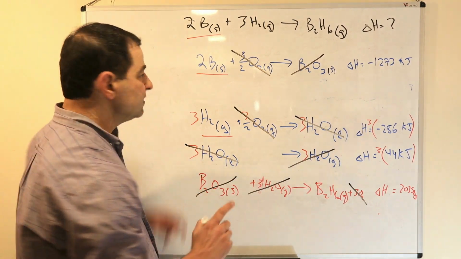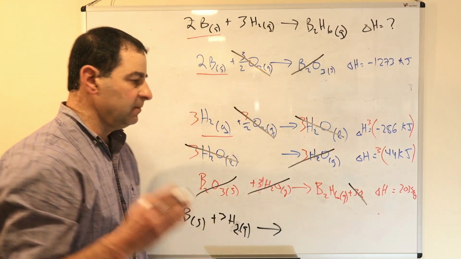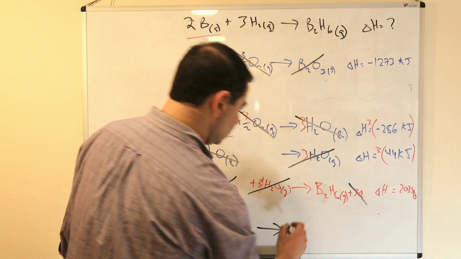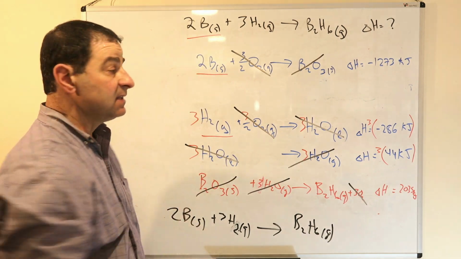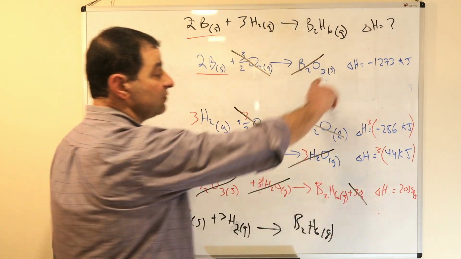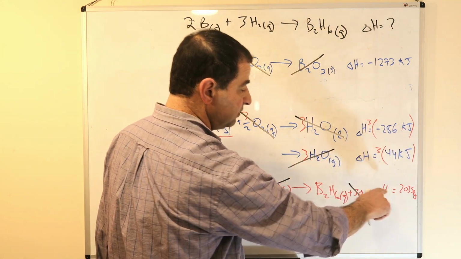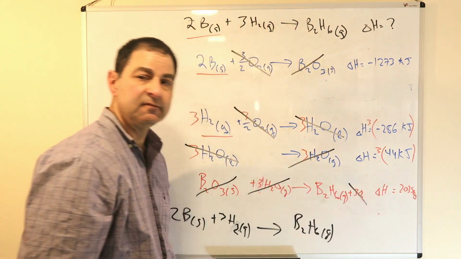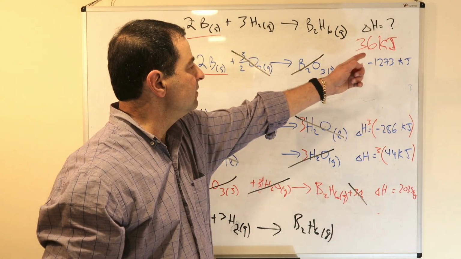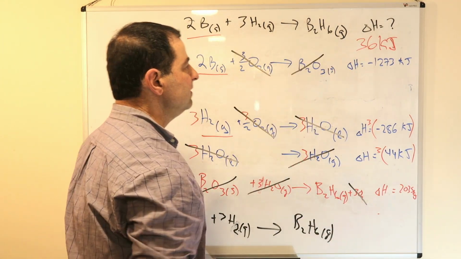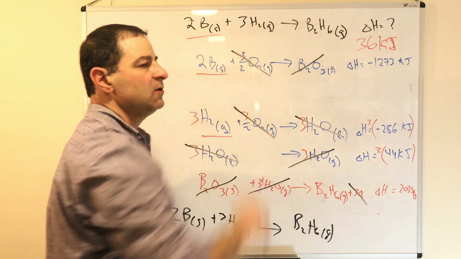And so what I'm left with is 2B solid plus 3 H2 gas on the reactant side, produces B2H6 gas. Oh, that's what I wanted. Excellent. I can simply add up all my delta H's. Negative 1273 plus 3 times negative 286 plus 3 times 44 plus 2035. And I come up with a total delta H for this reaction. It comes out to be 36 kilojoules to produce this, called diborane, from 2 moles of boron and 3 moles of hydrogen gas.